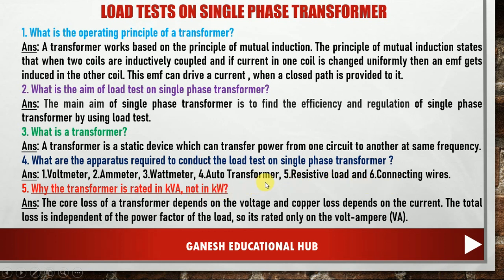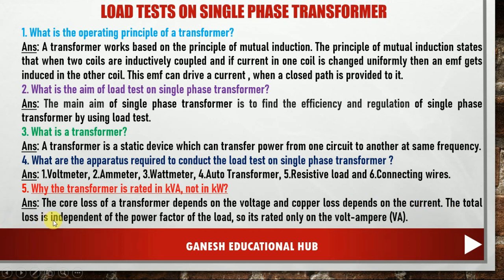Next question, why is the transformer rated in kVA, not in kilowatt? Here kVA means kilovolt amps and kW means kilowatts. Why is the transformer rated in kilovolt amps only? Why not in kilowatt? Here in a transformer, there are 2 losses. One is the core loss and the second one is the copper loss. The core loss of a transformer depends on the voltage and copper loss depends on the current.